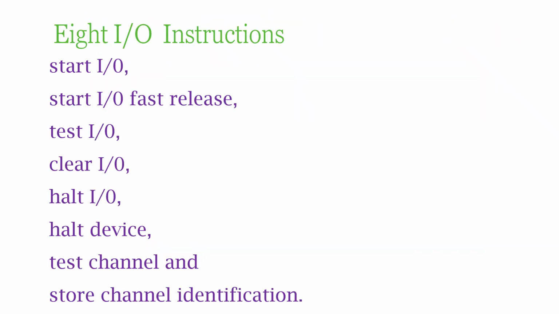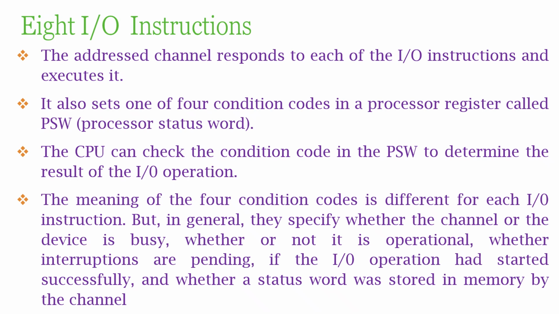There are 8 IO instructions supported by the IBM 370 channel. One is start IO, second start IO fast release, third test IO, fourth clear IO, fifth halt IO, sixth halt device, seventh test channel, and eighth store channel identification. The addressed channel responds to each of the IO instructions and executes it. It also sets one of the 4 condition codes in the processor register called PSW. The CPU can check the condition code in the PSW to determine the result of the IO operation.